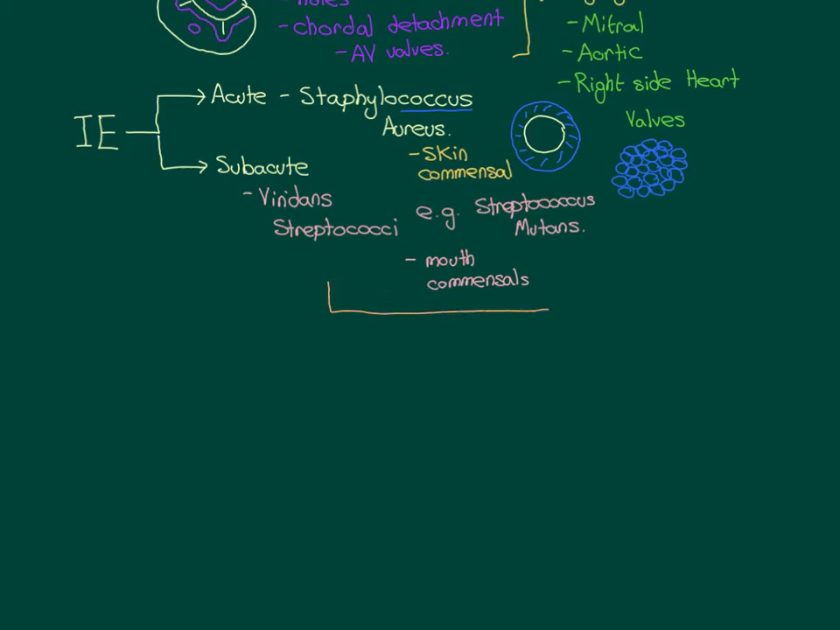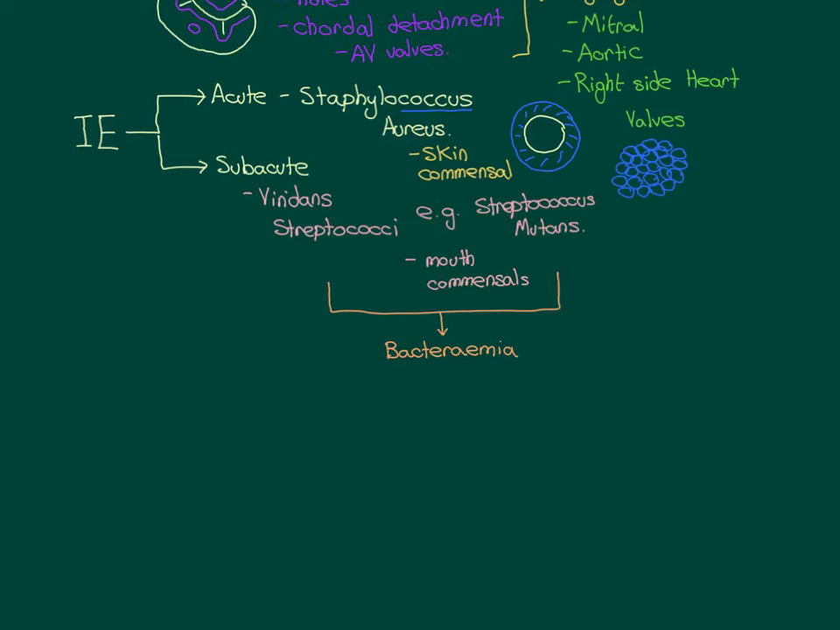So either Staphylococcus aureus or viridans streptococci need to get into the blood to cause acute or subacute infective endocarditis, respectively. So the whole process begins with bacteremia. And bacteremia means bacteria present within the blood. So these bacteria need to get into the blood, and that's how they're going to get to the heart.